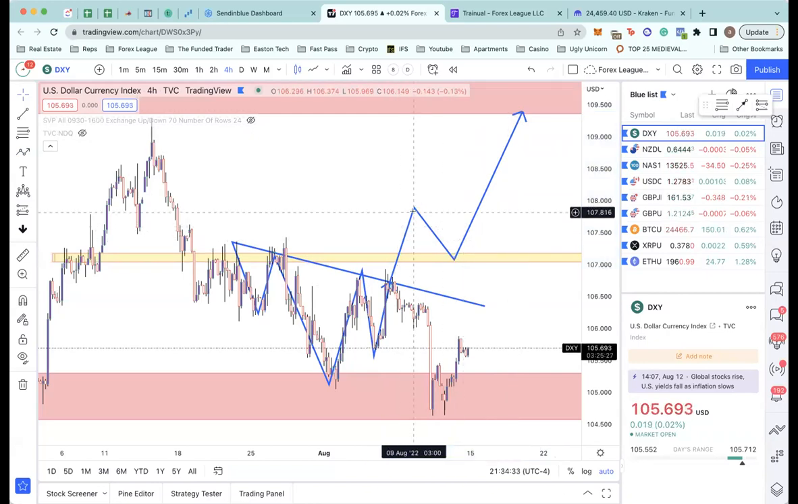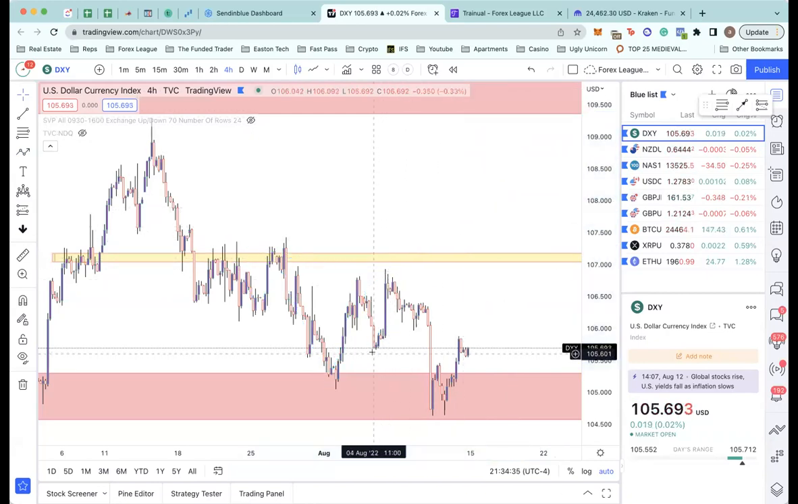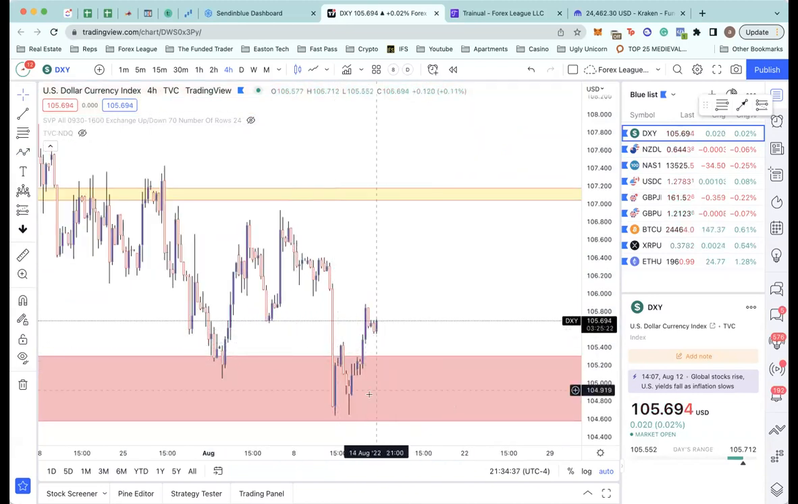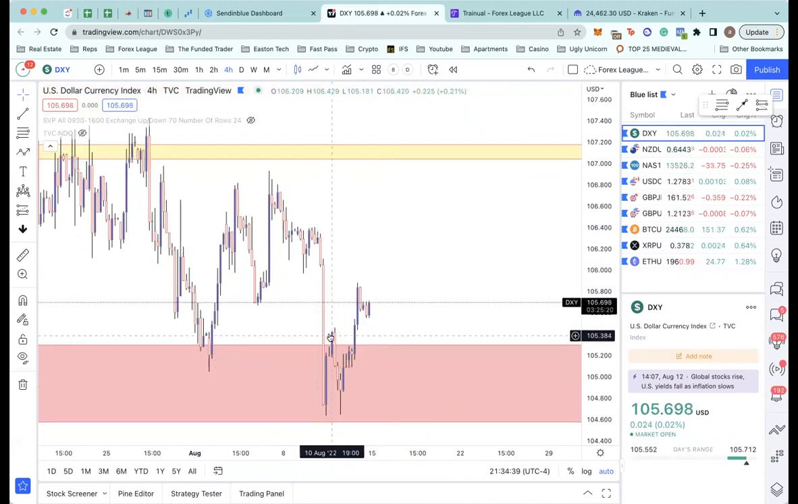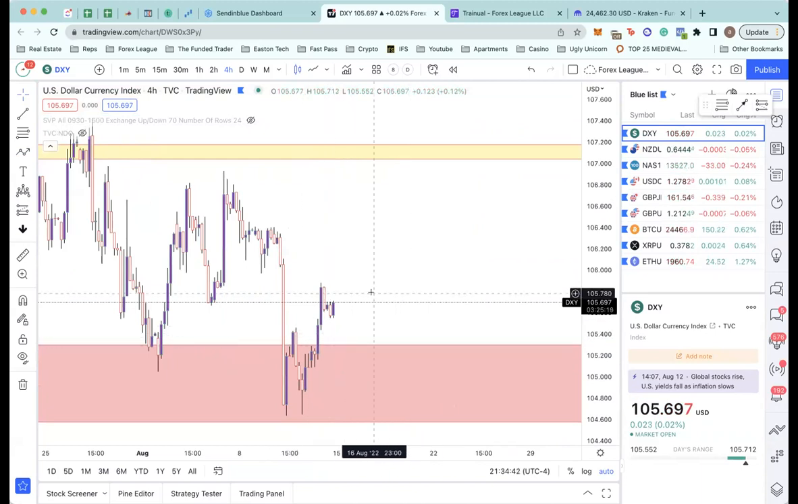We actually ended up breaking this higher low that had formed and moving into a downtrend. And now we're pretty much just at this low point. We did break a minor level of resistance right here.